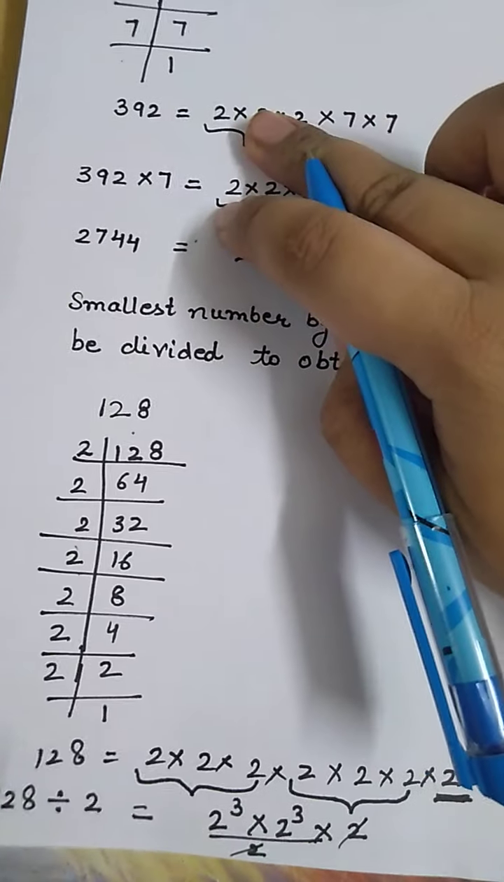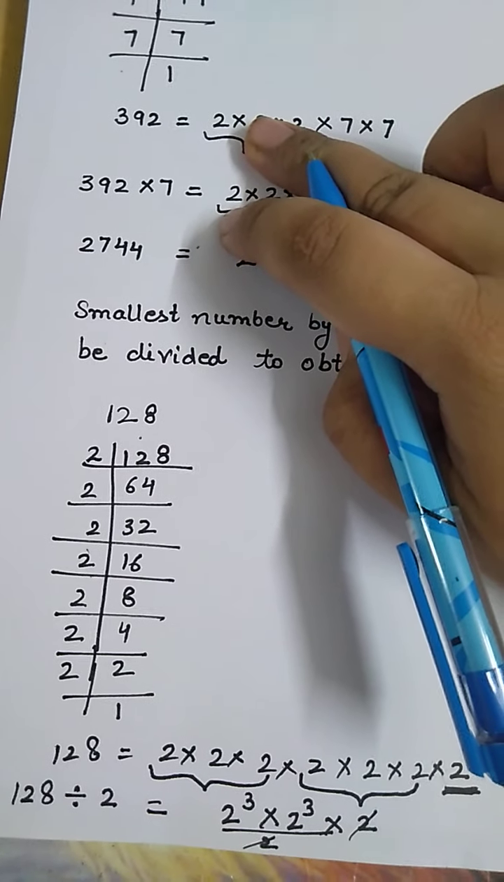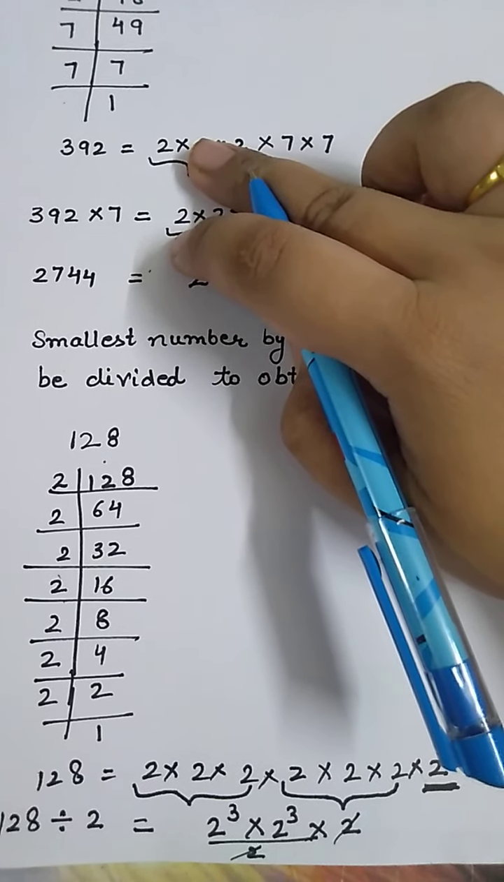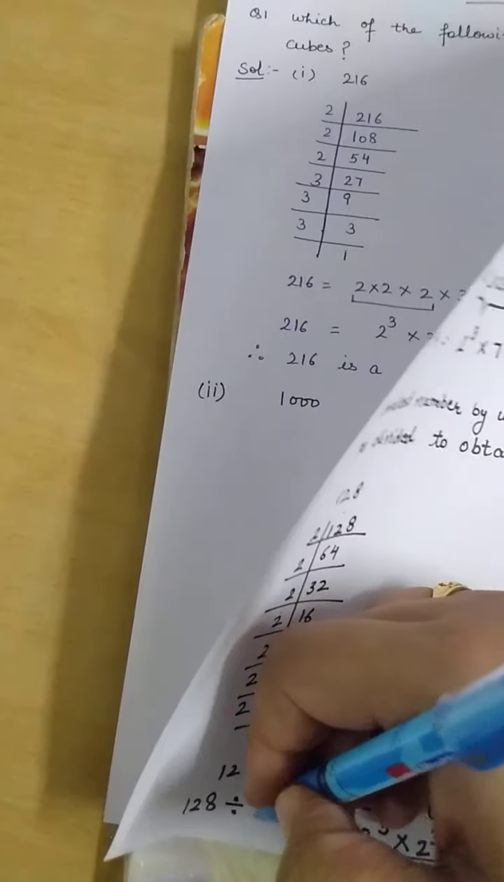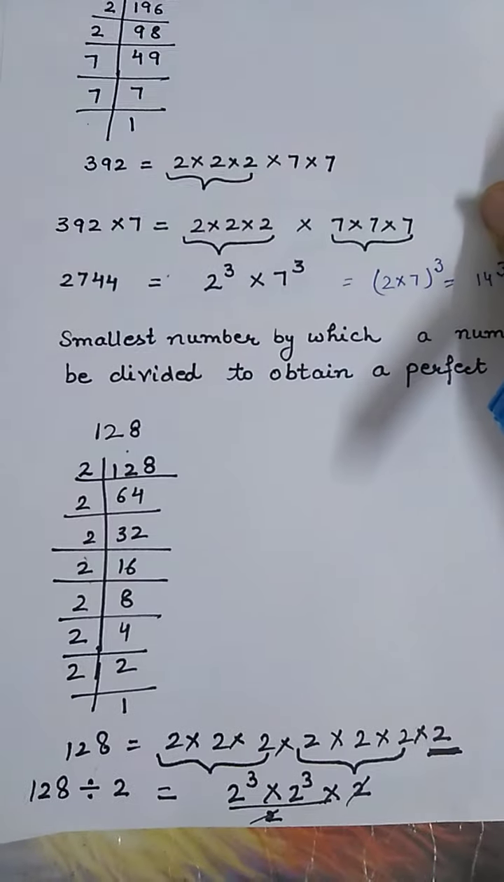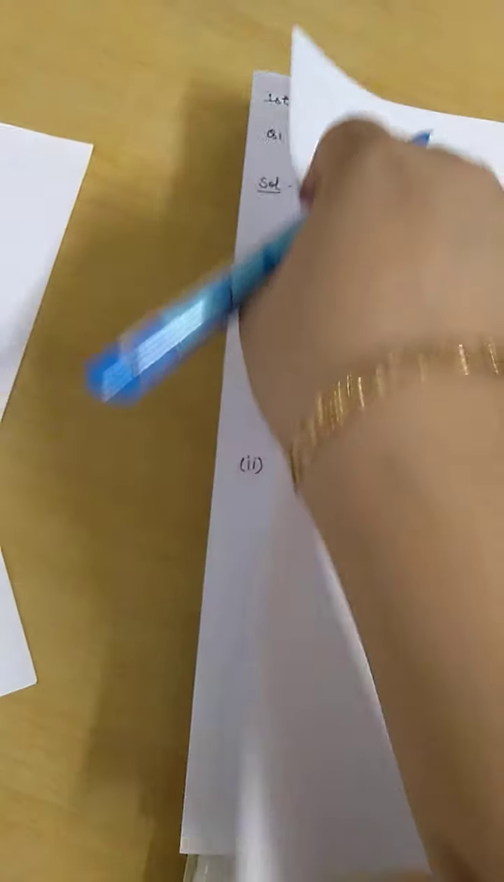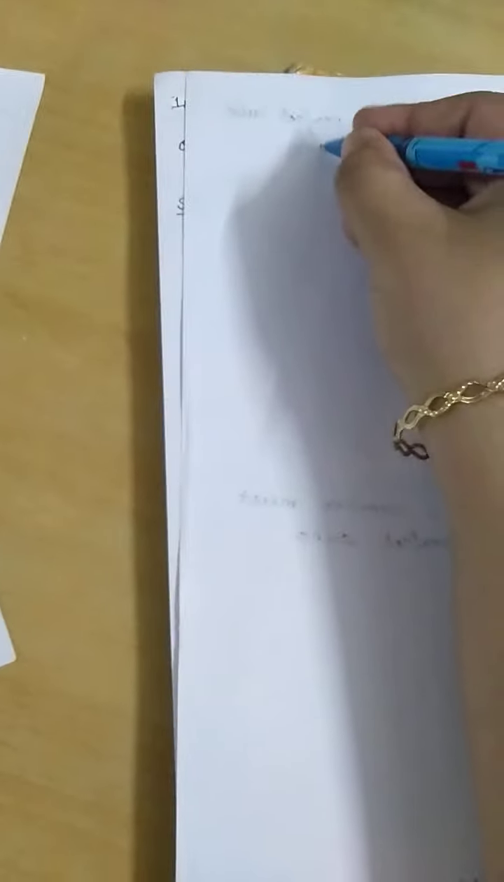So I will divide both sides. Please students remember that. I will divide both sides by 2. Then only it will give you a number. So if I divide with this 2 and here also with this 2, then only it will be a perfect cube. So after dividing 128 by 2, what will I get? 128 by 2. What will I get, children? Tell me.